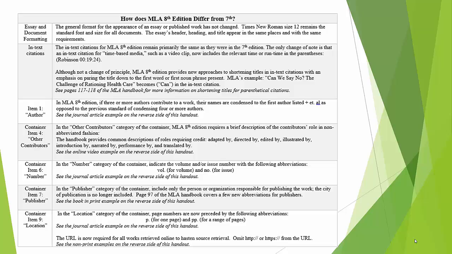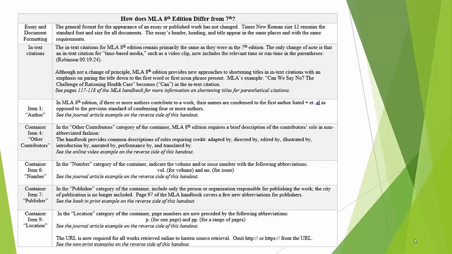And then the location. We are now adding P period for a page and PP period for a range of pages, for multiple pages, which again is different from 7. And the biggest difference, I would say, in location is the URL is now required for works to try to hasten the retrieval of those works. If instructors are trying to click on that link, it will take them there more quickly. So as she may or may not have mentioned, we are not including HTTP or HTTPS in the URL. It will just start with www and then the rest of the website address.